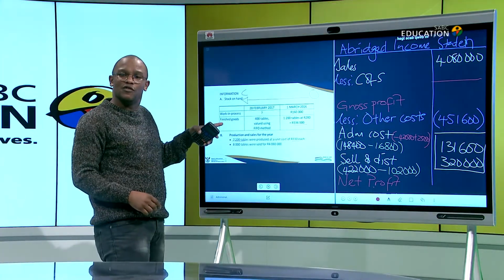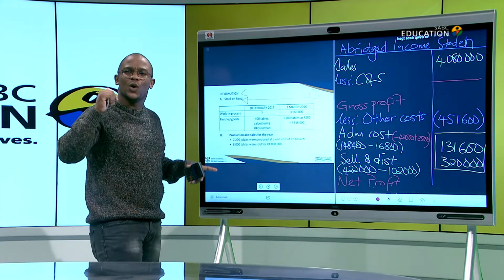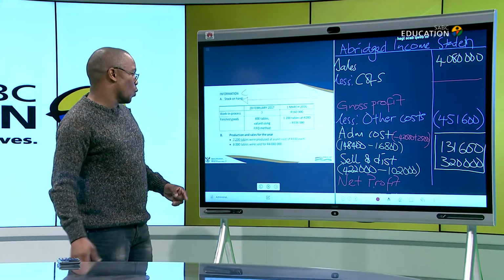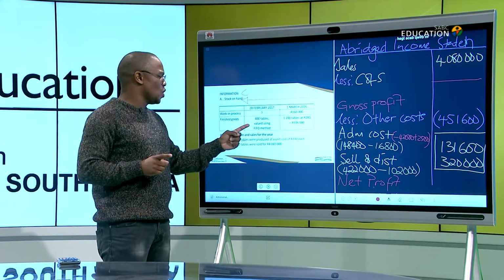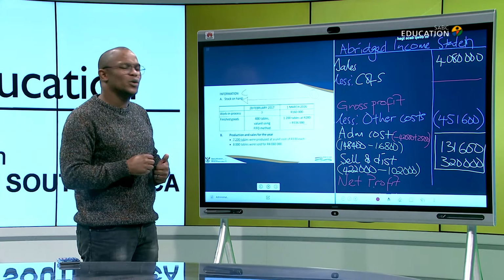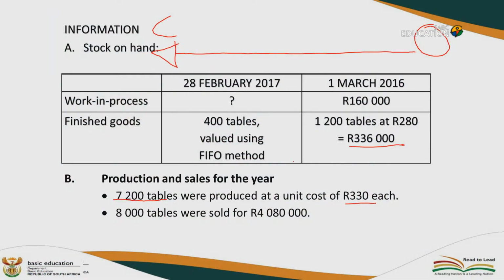It means now this information A, the finished goods, is going to help us. They said 400 tables were on hand. Remember, the love arrow guides you. Were on hand, and we value them using first in, first out method. How many tables were on hand? 400. But remember, how much was the total cost of all tables? Was 330. So what does that mean? It means now when you multiply the two, you will get the value of finished goods on hand.